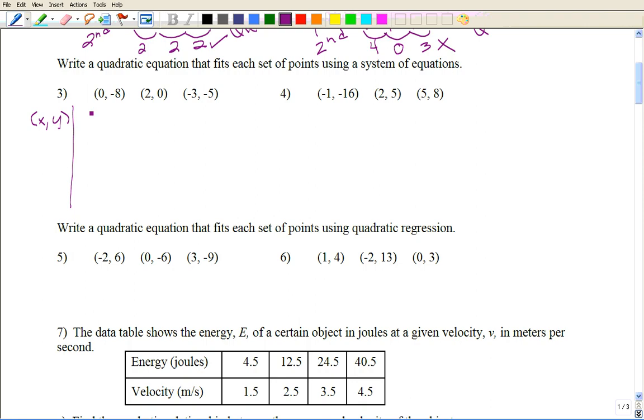In the next column, I will have f of x equals ax squared plus bx plus c. And then in my third column will be my system of equations.